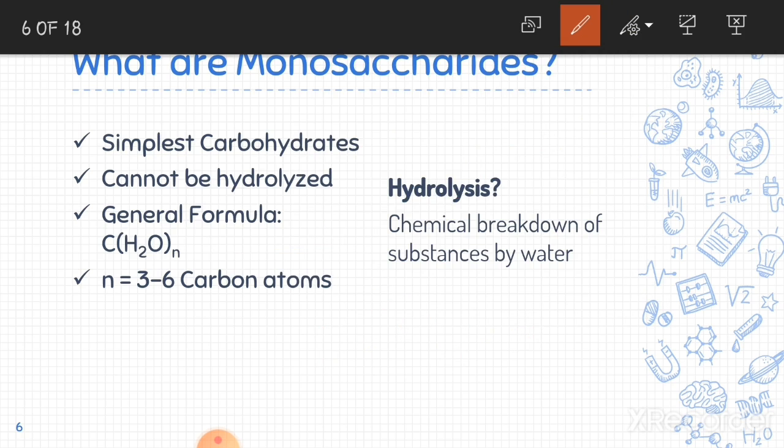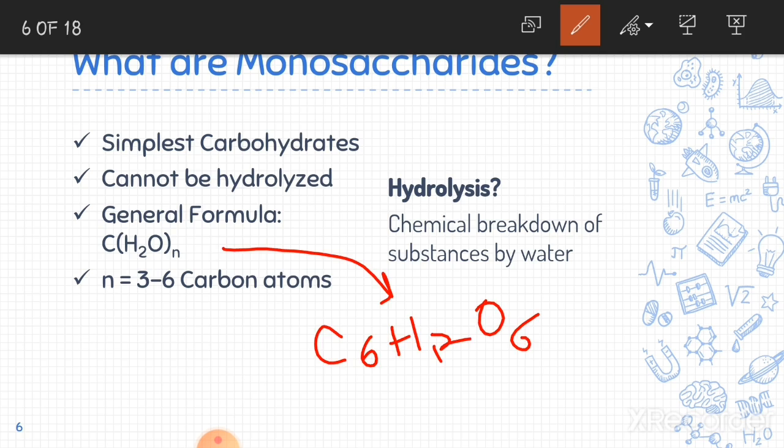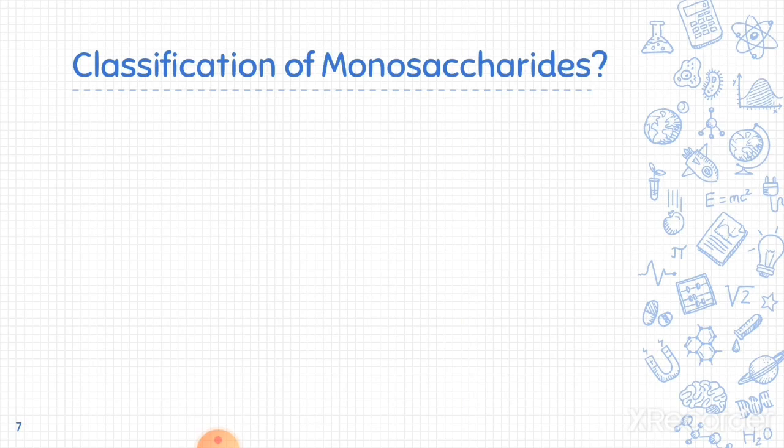Similarly, if you want to write the chemical formula for a monosaccharide having 6 carbon atoms, then the chemical formula would be C6H12O6, which is the formula for glucose. So, on the basis of the number of carbon atoms present in the monosaccharides, these monosaccharides may further be divided into different subclasses.